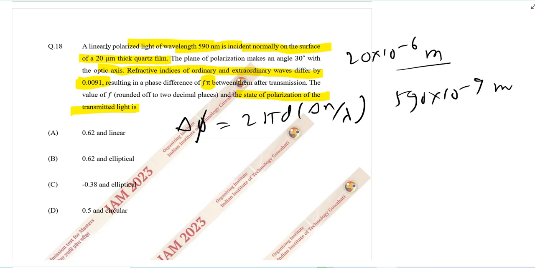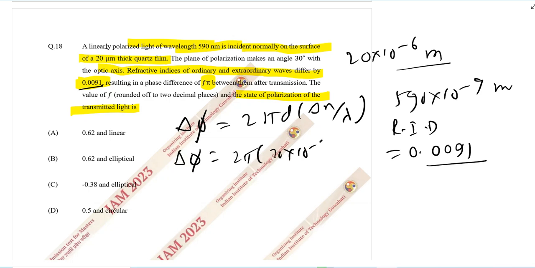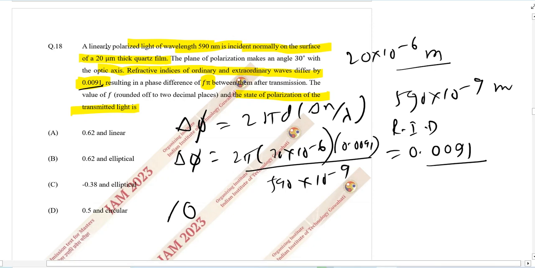ठीक है, so the refractive index difference है 0.0091. ओके, ये यहाँ दिया हुआ, तो हम लोग सारा वैल्यू यहाँ डाल देंगे. So this is 2 pi into 20 into 10 to the power minus 6 into 0.0091 divided by 590 into 10 to the power minus 9. सबको एक ही में लाना जरूरी है. So the expression we find out is 5.625 कैलकुलेट करने के बाद.